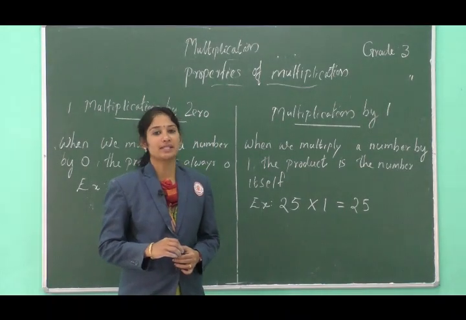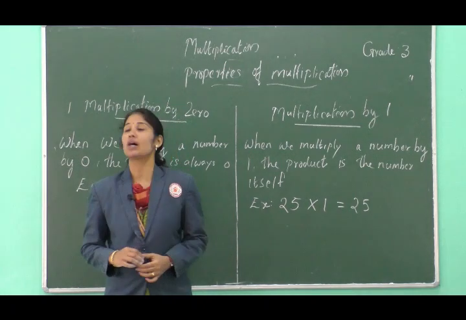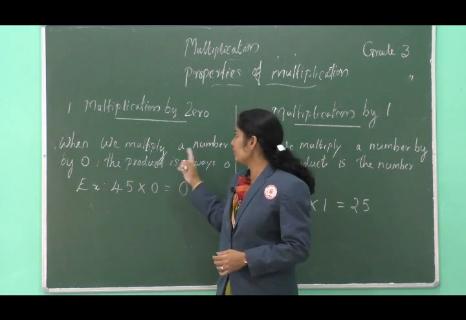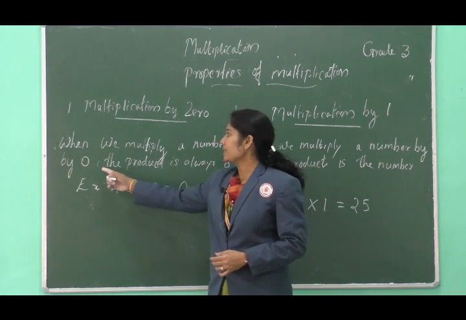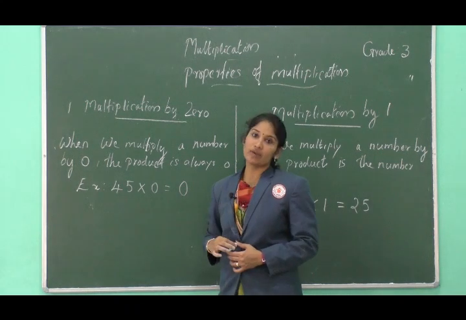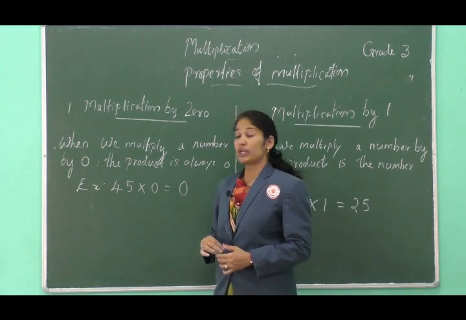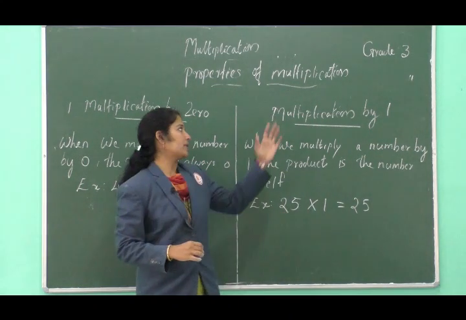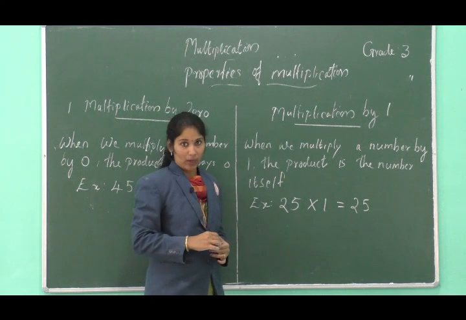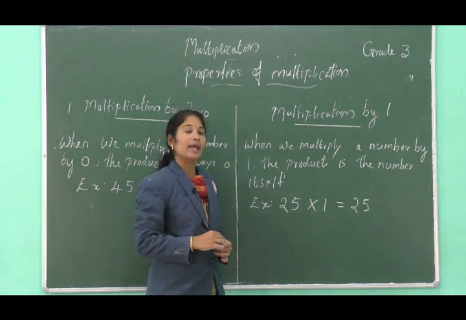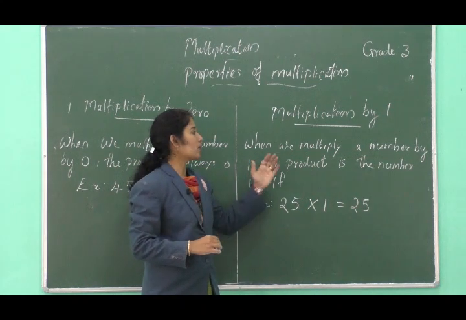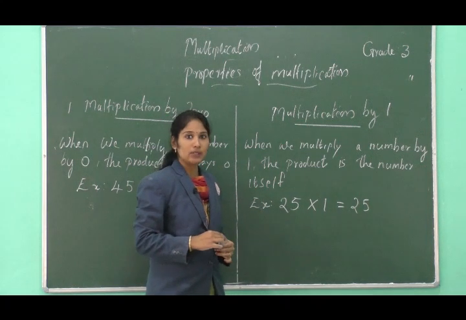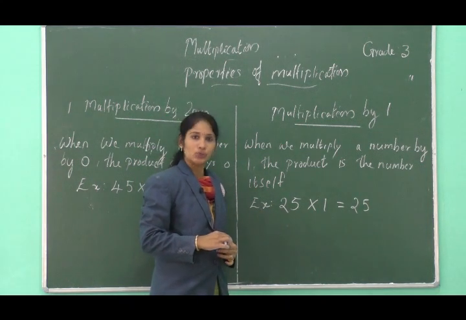Children, our next topic is properties of multiplication. Our first property is multiplication by 0. When we multiply a number by 0, the product is always 0. For example, 45 into 0 is equal to 0. Next property is multiplication by 1. When we multiply a number by 1, the product is the number itself. For example, 25 into 1 is equal to 25.